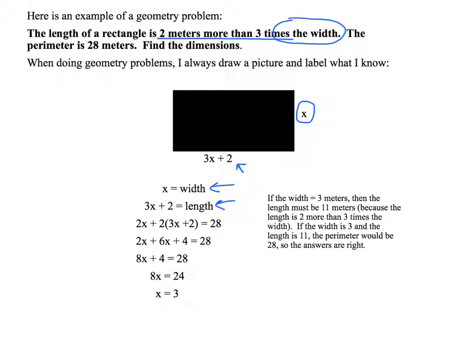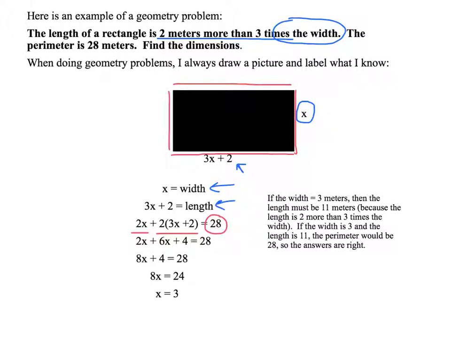And then I need to go through and figure out my equation. In order to find the perimeter around a rectangle, I need to add together all 4 sides. And I do have 2 x's. So I would multiply 2 times x to get the length of those 2 sides added together. And I would multiply the 3x plus 2 also times 2 to get the length of those 2 sides added together. Adding everything together, I know that the perimeter is equal to 28.